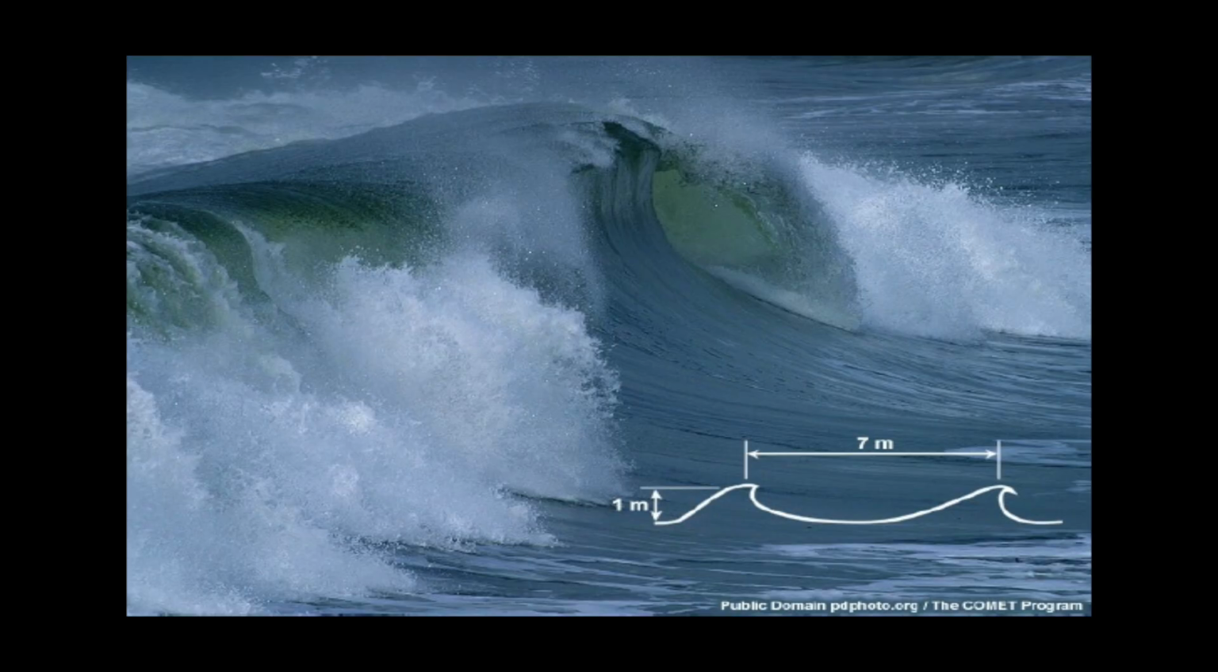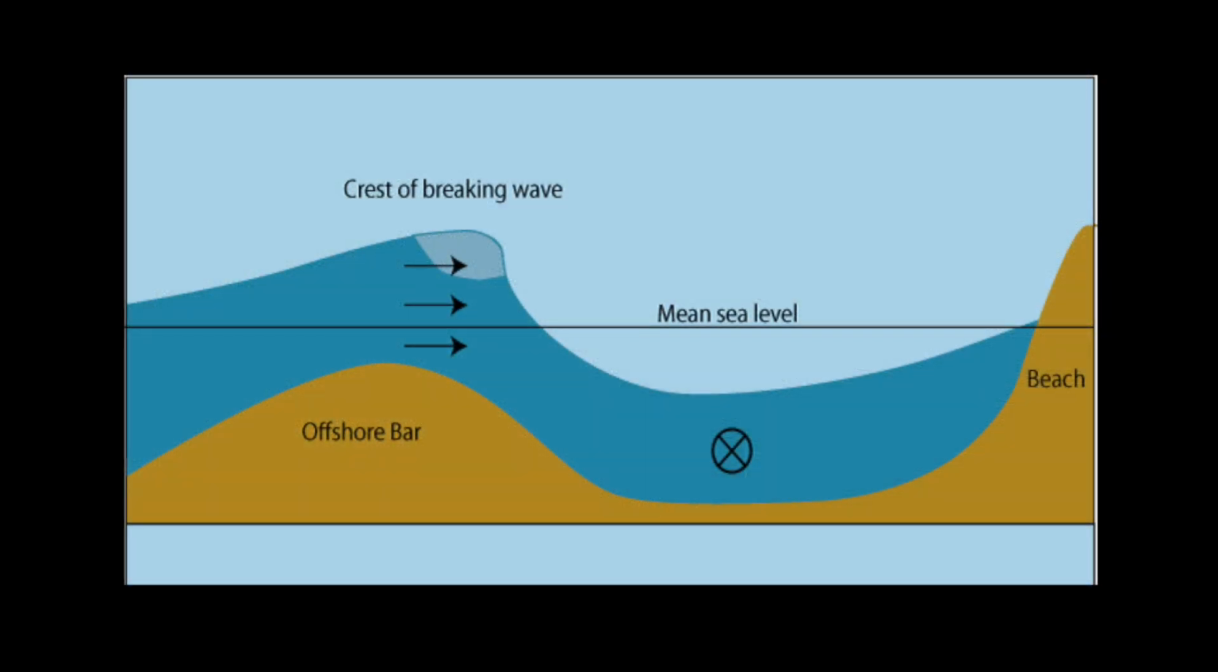Breaker. The approaching sea wave towards the shore is called a breaker. When the sea wave approaches the shore, the wavelength decreases and the wave height increases to such an extent that the crest of the wave topples over.